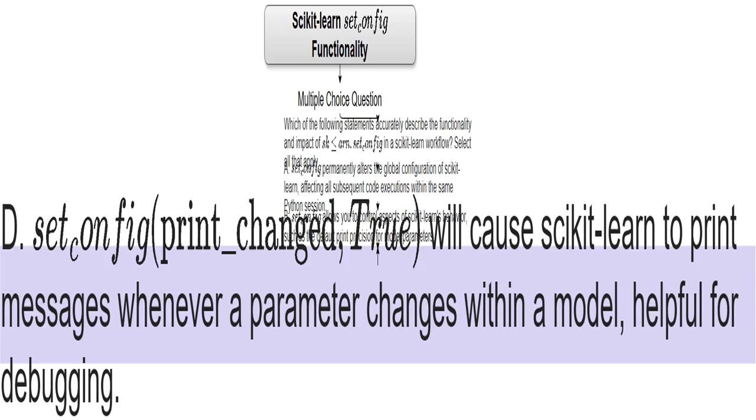This statement explores a specific use case of sklearn.set_config using the print_changed option to enhance debugging by showing parameter changes within the model. Imagine the ease of debugging with this feature.